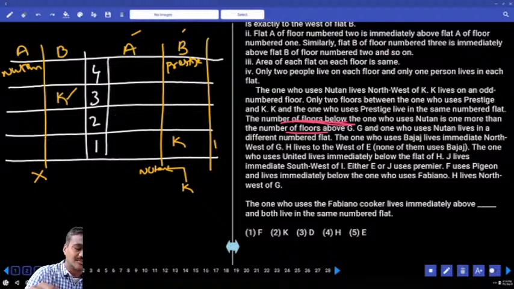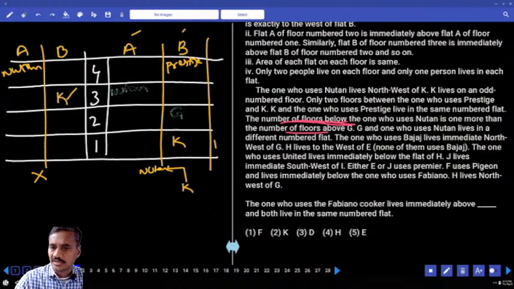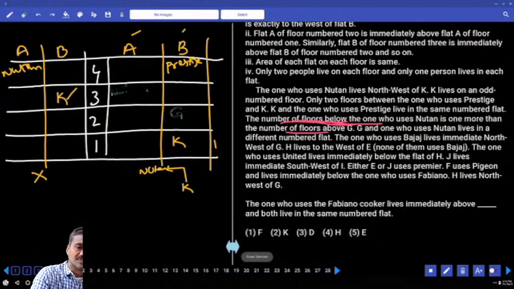Then as G cannot be here, can we have G at this place or not? Now G is here, number of floors below the one who uses Newton. Then Newton will be here, and if Newton is here, below Newton there are 2, and the number of floors below Newton is 1 more than the number of floors above G. Now above G how many are there? Above G there are exactly 2, and this is also not possible. Hence Newton cannot be here.